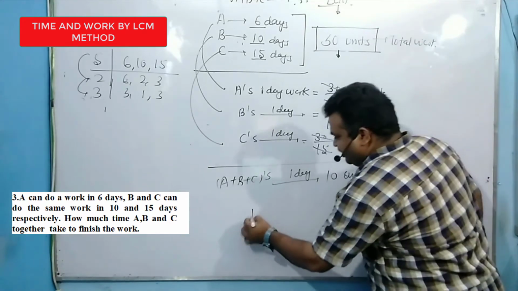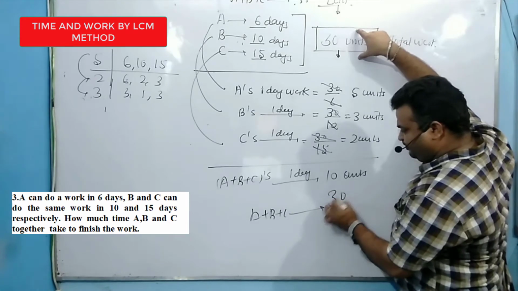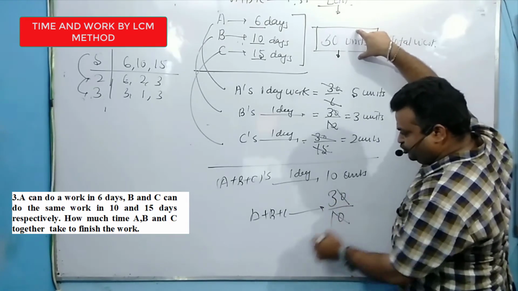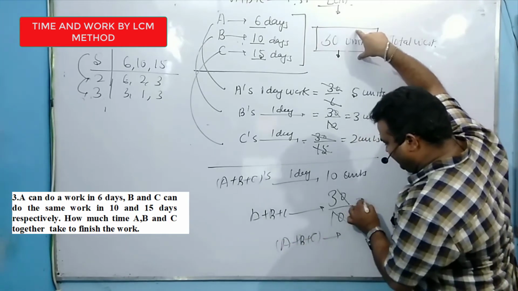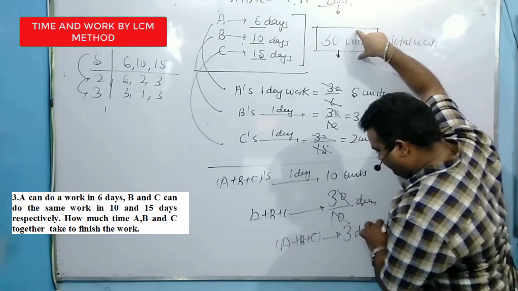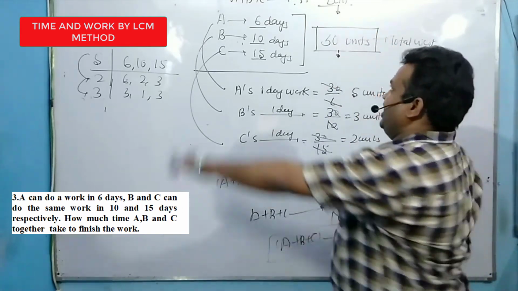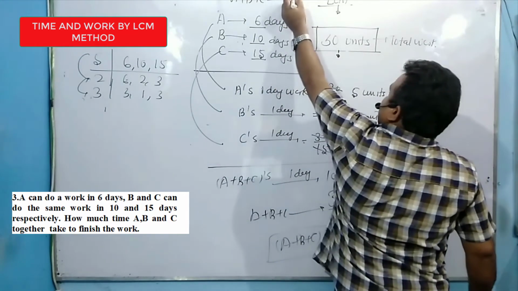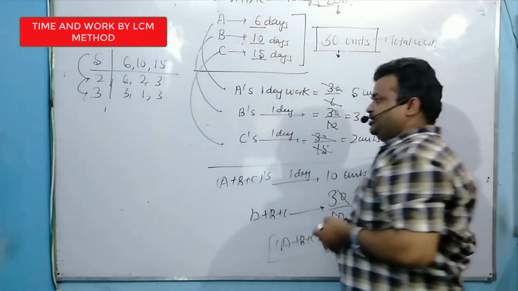How did you get that? A plus B plus C need to make a total of 30 units, and they make 10 units per day, so it cancels out. So A plus B plus C take 3 days to complete the entire work, that is 30 units. So my answer is 3 days. Okay, now this was the third question.